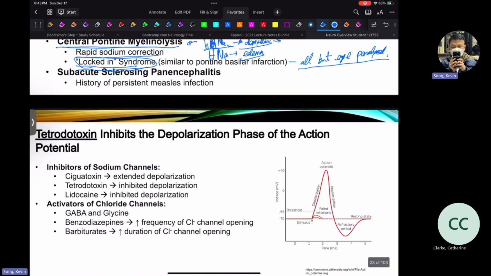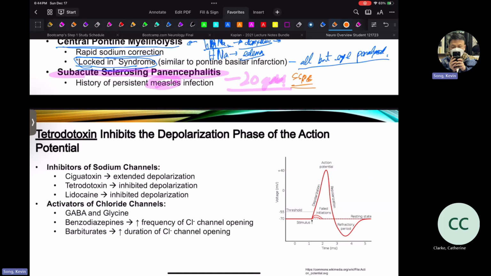All right. Another thing is subacute sclerosing panencephalitis. All you have to know is measles, 20 years later. You had a measles infection, and then 20 years later, this subacute sclerosing disease happened. This is SSPE. Okay.